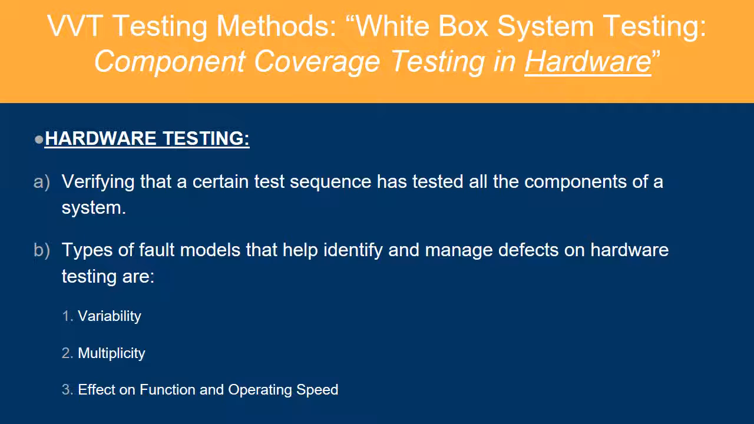Variability is a non-permanent hardware fault that may appear on an intermittent basis or in relation to transient events within the circuit. Multiplicity is when multiple hardware faults affect the behavior of the unit under test in unexpected ways. Effect on function and operating speed are faults that may affect the overall functional behavior of hardware. They often manifest themselves only after a specific sequence of inputs. Some examples of hardware testing are stress testing, load testing, and installation testing. It is clear that hardware testing can be integrated in just about every item we interact with on a daily basis.